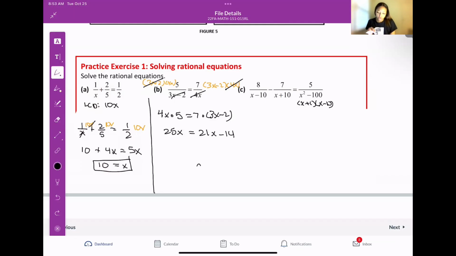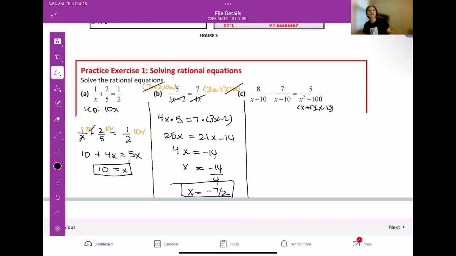20x equals 21x minus 14. Yep, if we subtract 21x from both sides, we get negative x equals negative 14, and x is equal to 14.